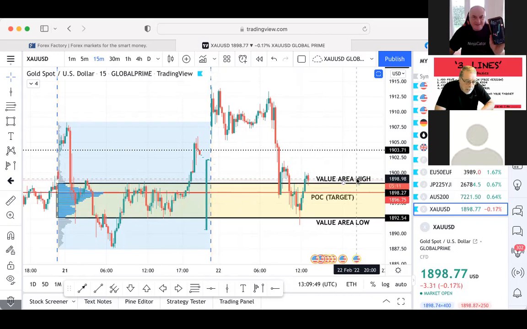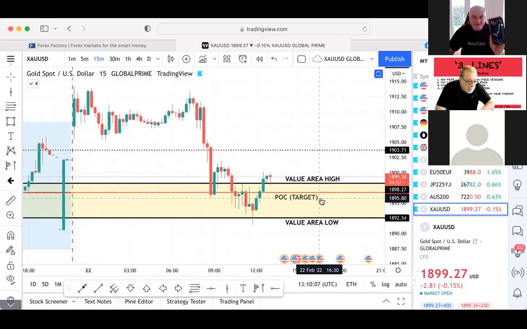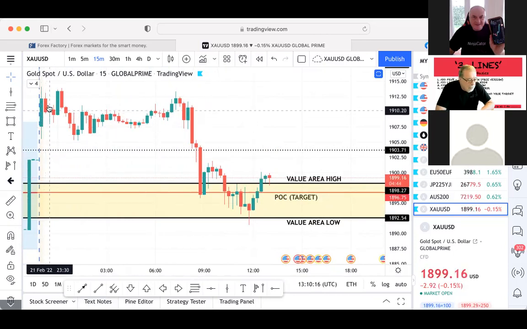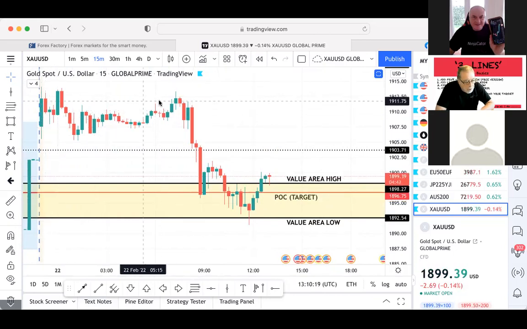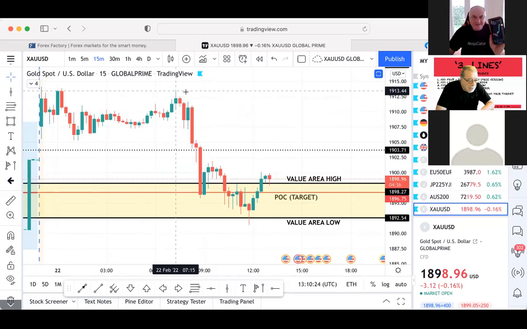So you've got the value area high, which is the top of the 70% here, and the value area low, which is the bottom of the 70% there. And this in between is our field of play, and the red line is our target. So we'll just have a quick look at what has actually happened so far today, and then we'll go in a bit more depth. This was opening today, and it opened well outside the field of play. And in the early hours of this morning, as far as we were concerned in the UK, it stayed out of the field of play.